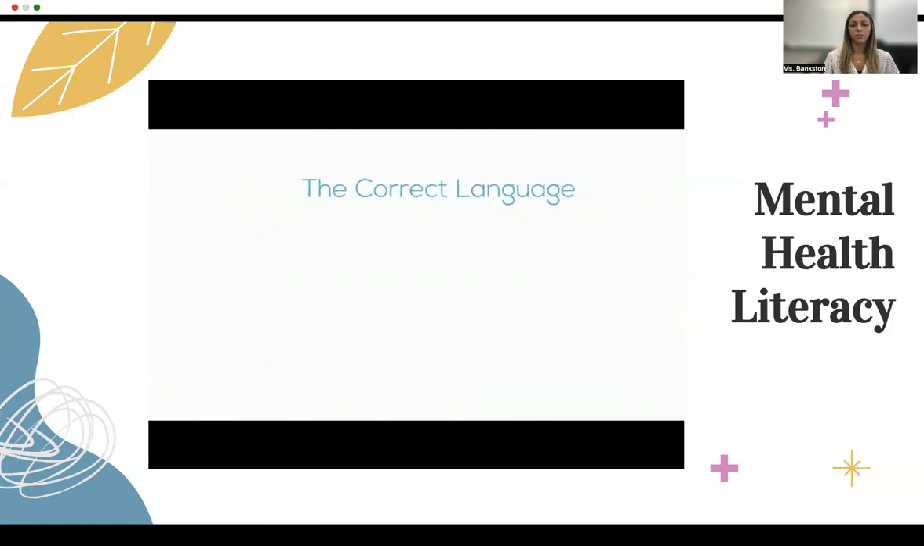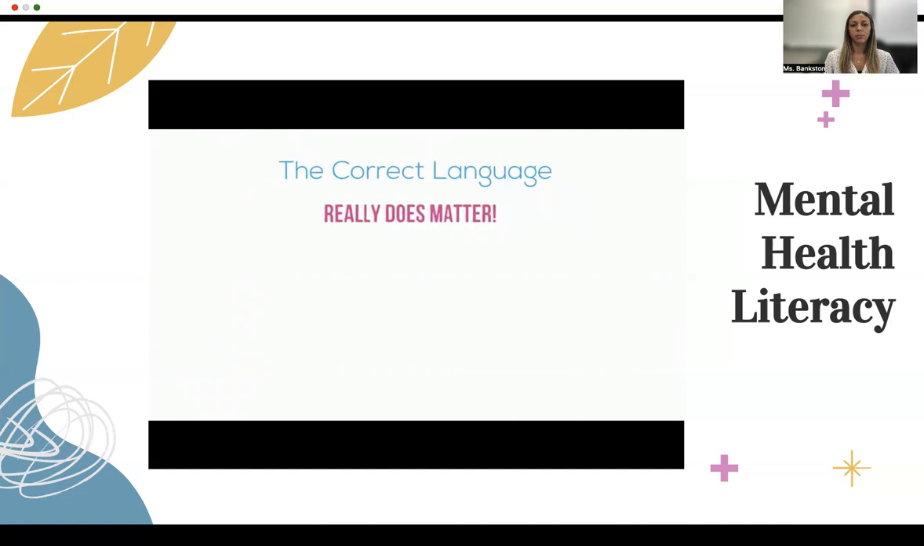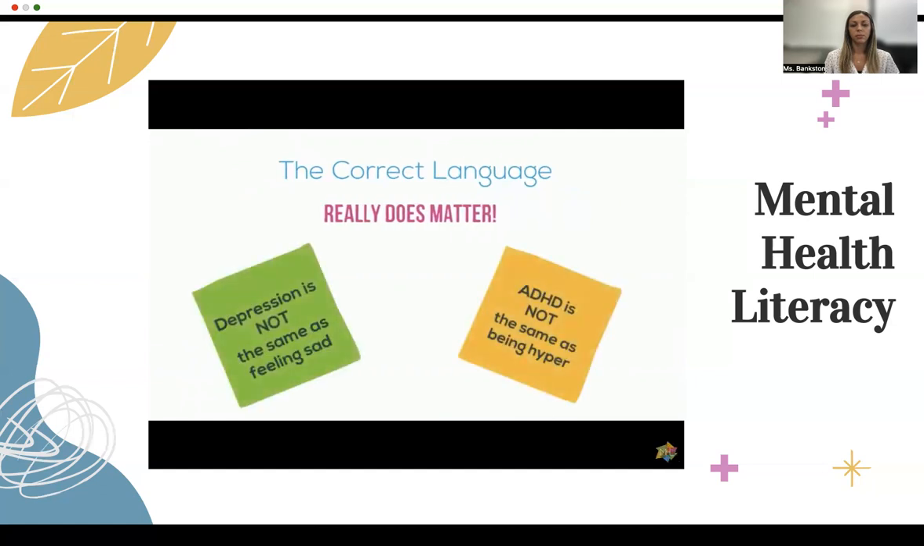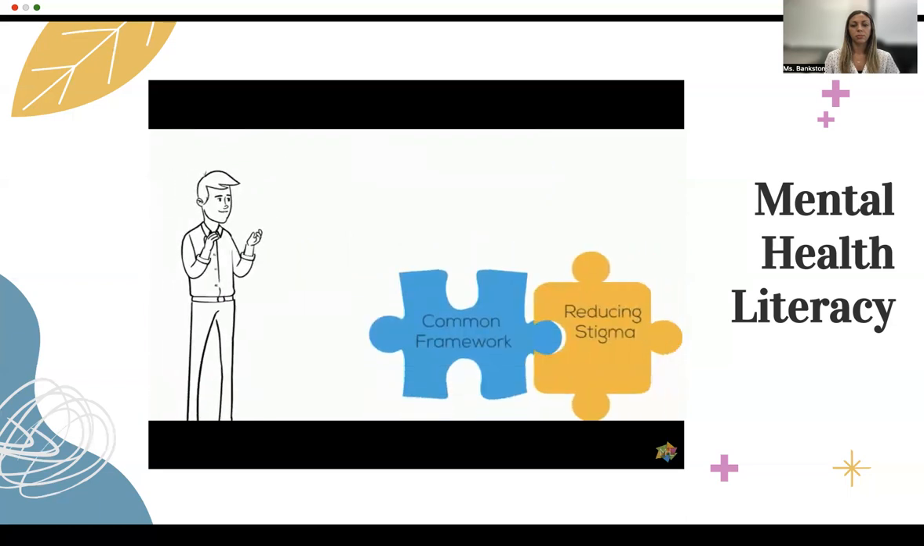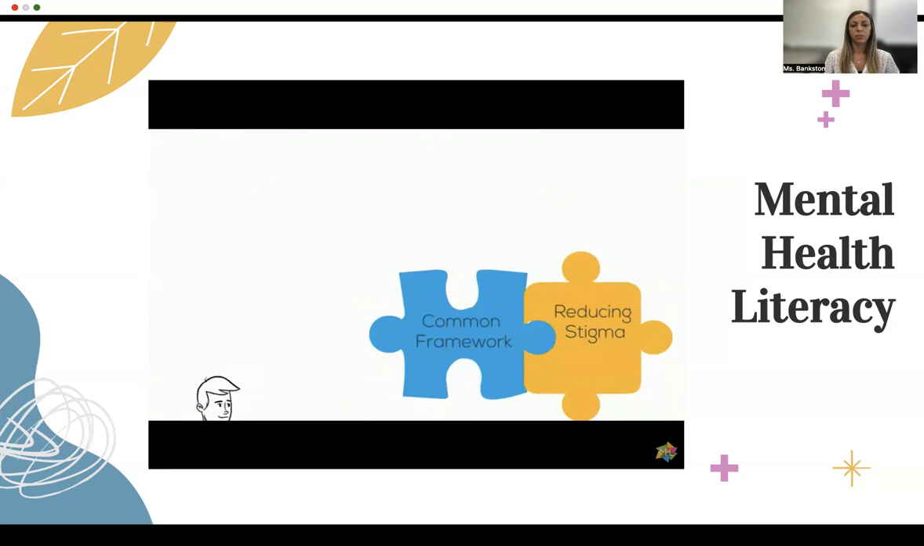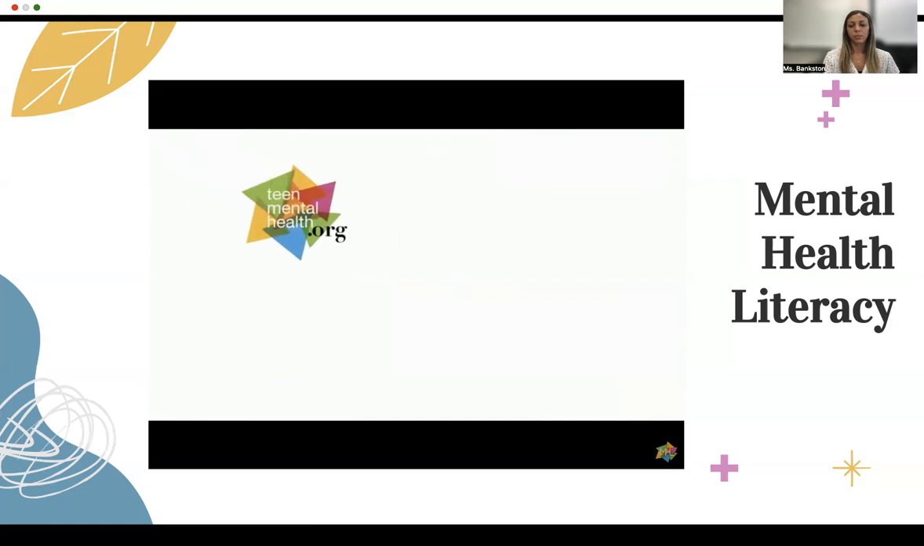So let's start using the correct language, because it really does matter. Depression is not the same as feeling sad, and ADHD is not the same as being hyperactive. When we speak from a common framework, we're reducing stigma and building the foundation for better mental health care for everyone. To learn more, check out teenmentalhealth.org.